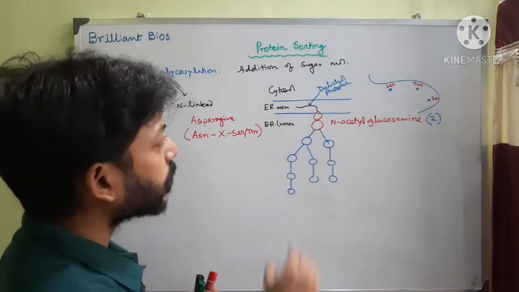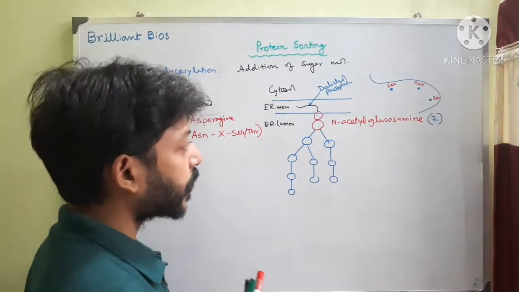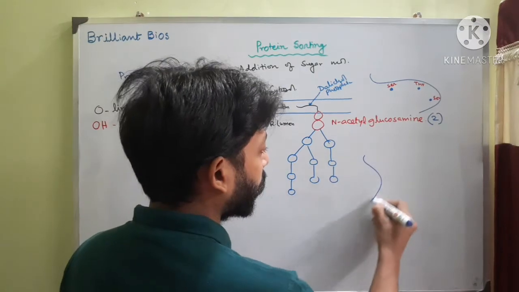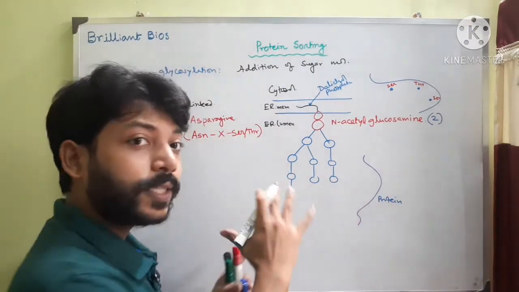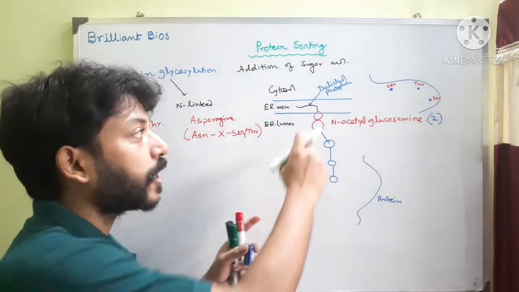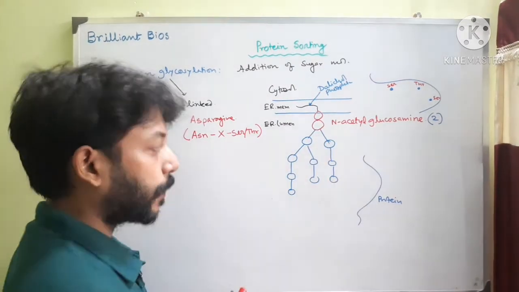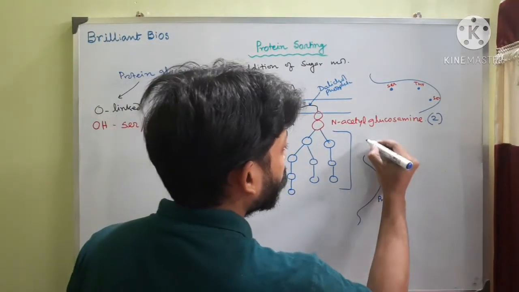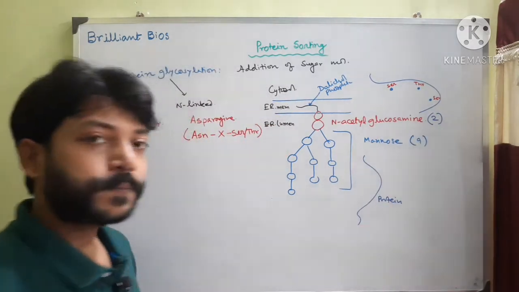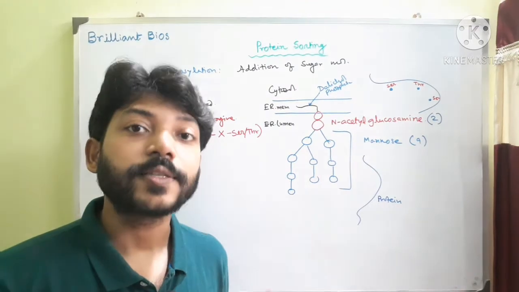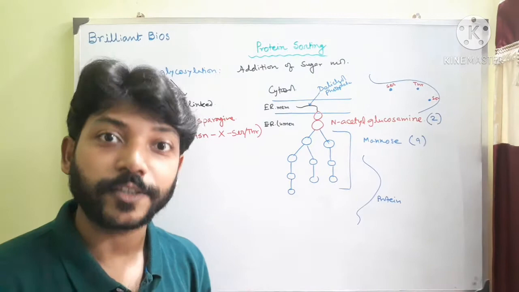Okay. Now at first the proteins are not modified. At first the proteins are present inside the endoplasmic reticulum. This is the protein. And all the sugar molecules are attached with a lipid molecule called dolichol phosphate. There are 2 N-acetyl glucosamine. There are 9 mannose. This is the sequence. In case of plants, fungi, single cell eukaryotes or multicellular eukaryotes, this sequence is conserved.